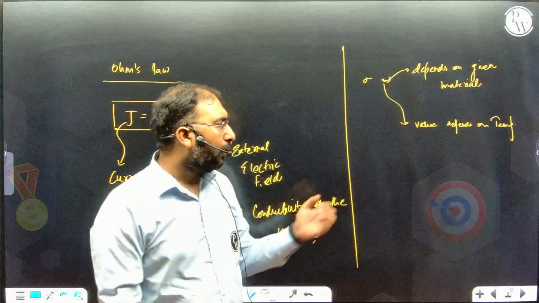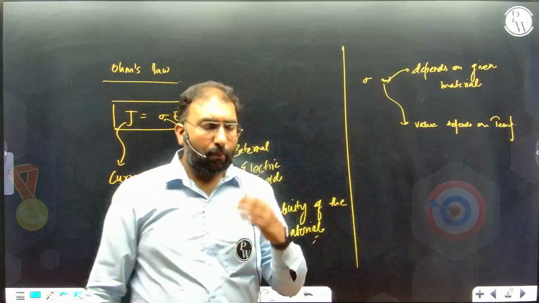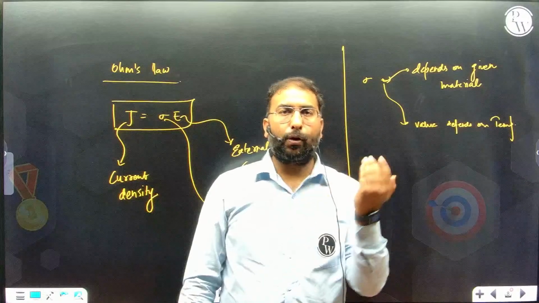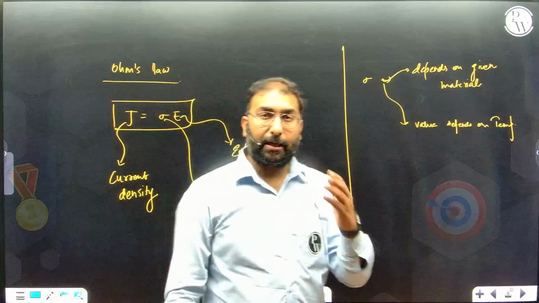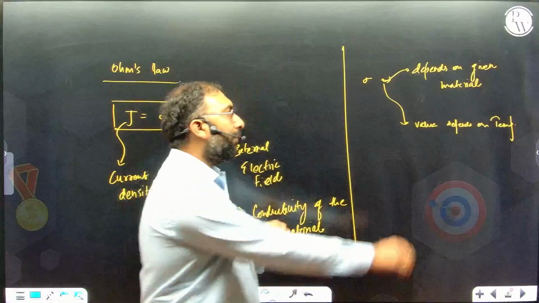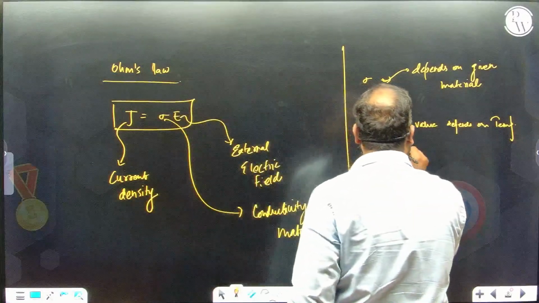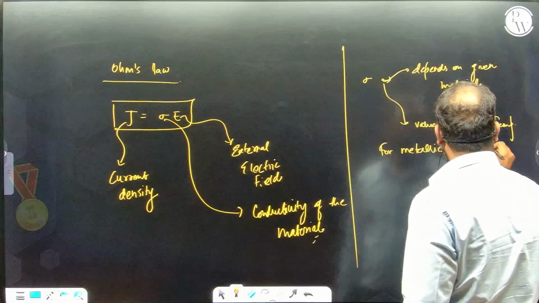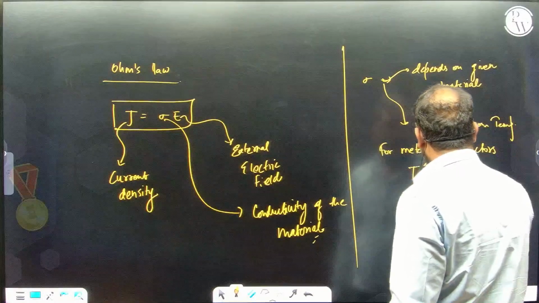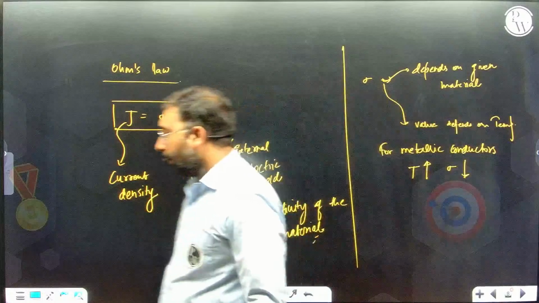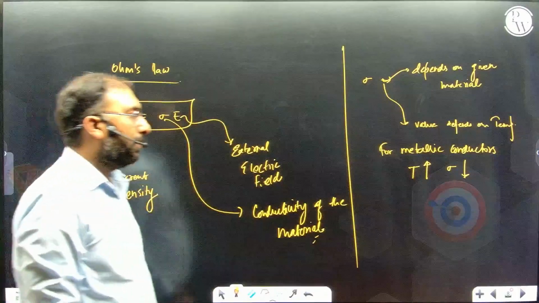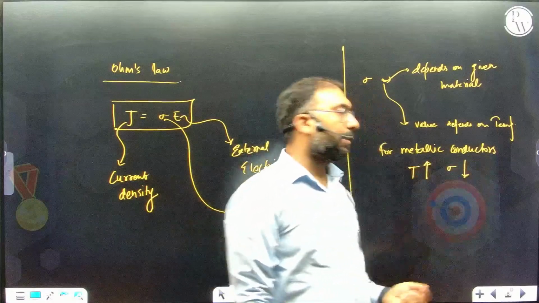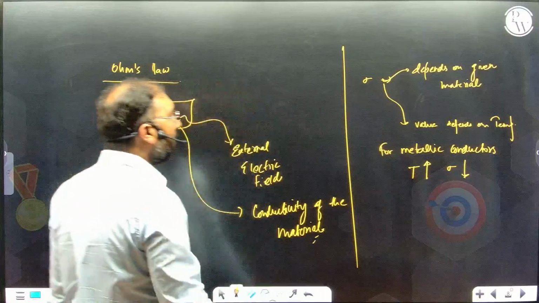And in such a scenario, when by increasing the temperature more collisions are happening, it is opposing the flow of the charged particle. So the conductivity is going to decrease. So as we increase the temperature for metallic conductors, the value of sigma is going to decrease. Okay, the resistivity will increase, but the conductivity is going to decrease. So this is one property.